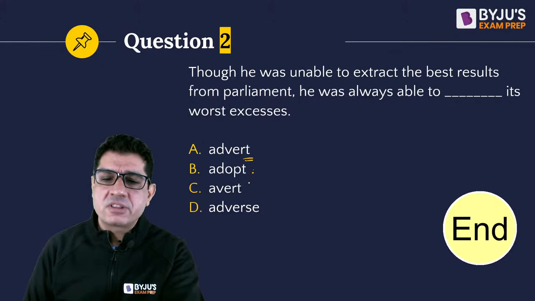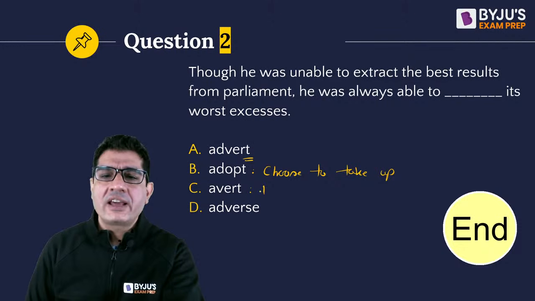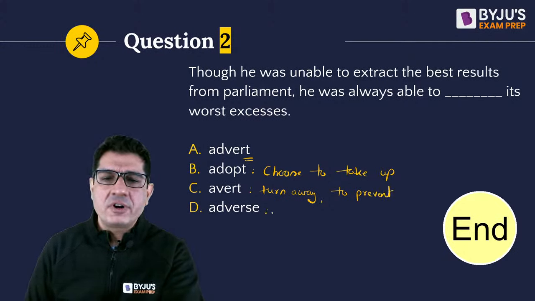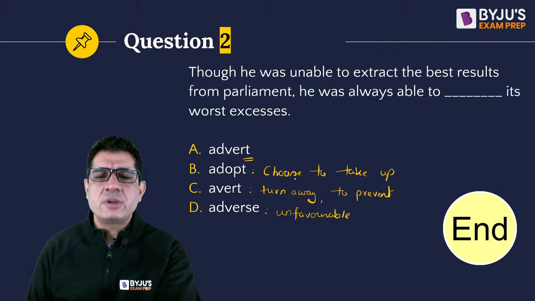Adopt. Adopt is choose to take up something. Then you have avert. Avert can mean to turn away. Avert can also mean to prevent. And adverse simply means unfavorable. So now that we know the meanings, let us check.